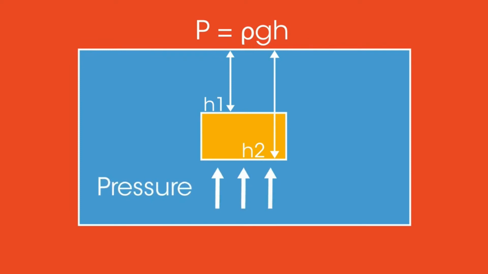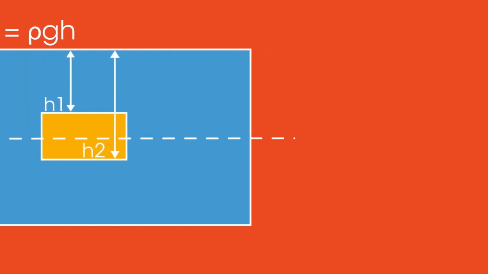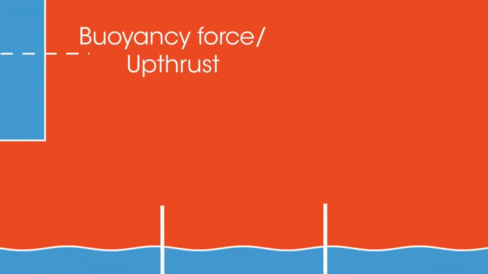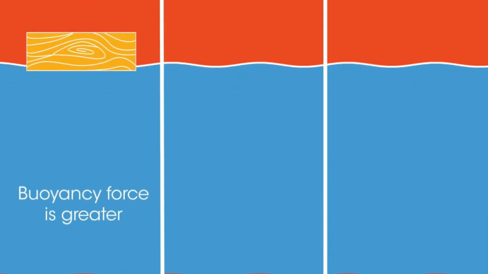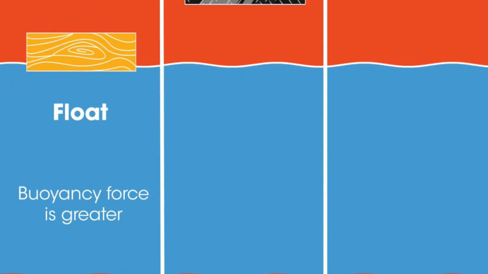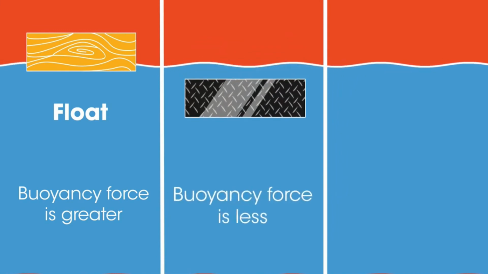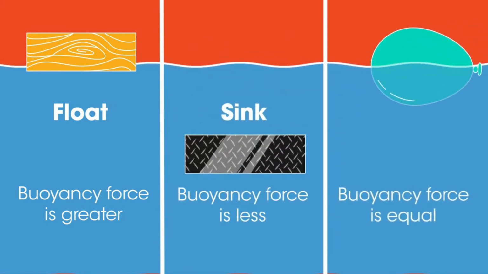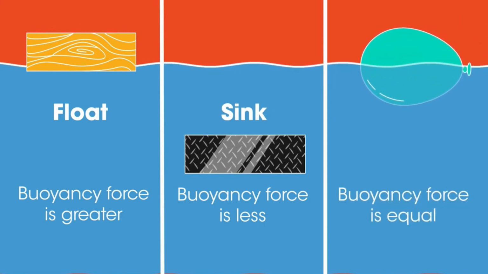This results in there being more force on the bottom surface of the box than there is on the top surface. The difference between these two forces causes there to be a net force upwards called the buoyancy force, or upthrust. If the buoyancy force is greater than the weight of the object, it will rise up through the liquid. If the buoyancy force is less than the weight of the object, it will sink. If the buoyancy force is equal to the weight of the object, it will still float.